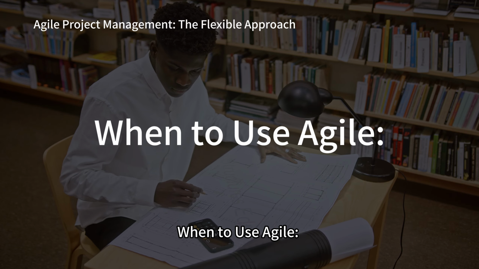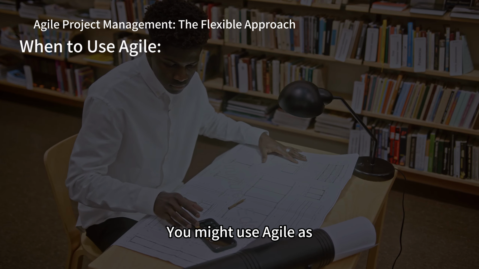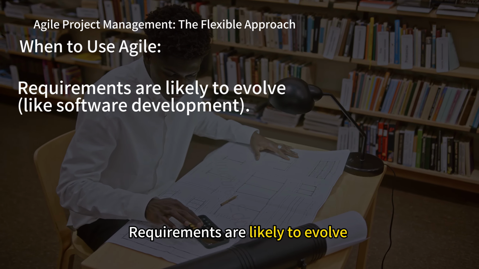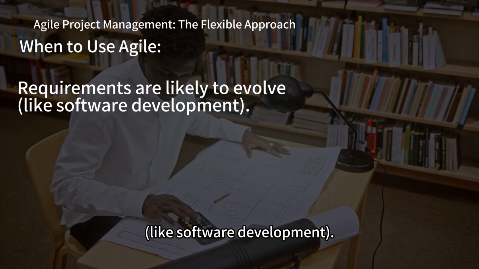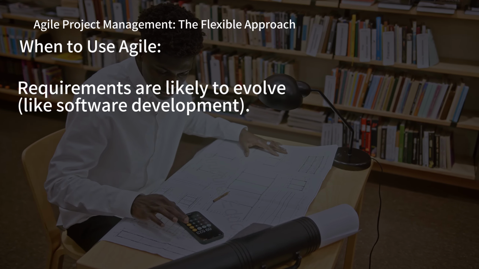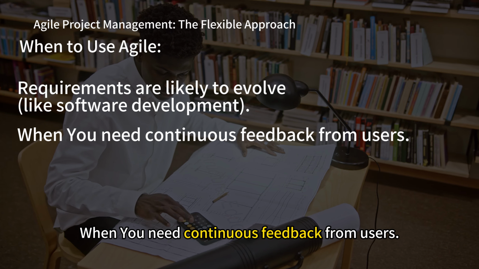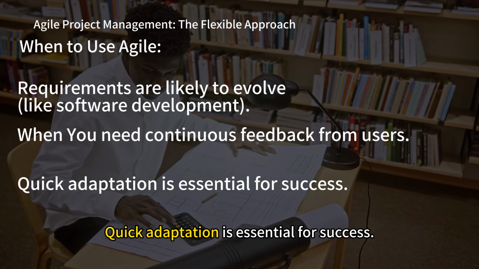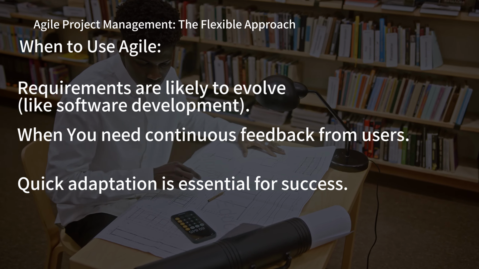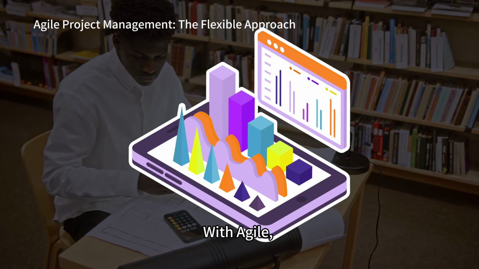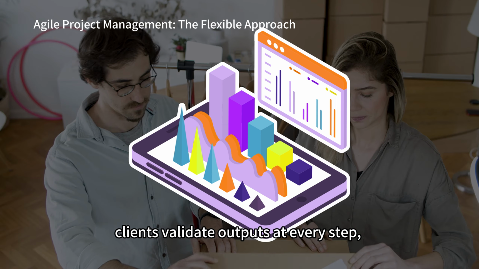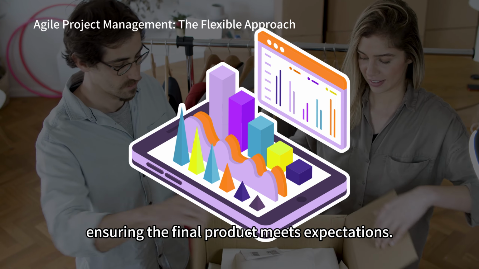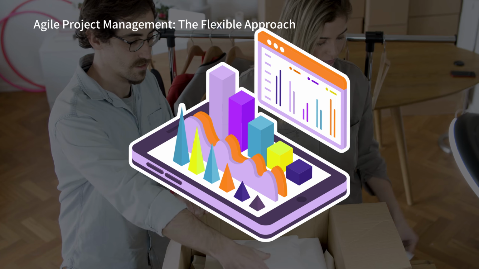When to use Agile? You might use Agile as requirements are likely to evolve, like software development. When you need continuous feedback from users. Quick adaptation is essential for success. With Agile, clients validate outputs at every step, ensuring the final product meets expectations.